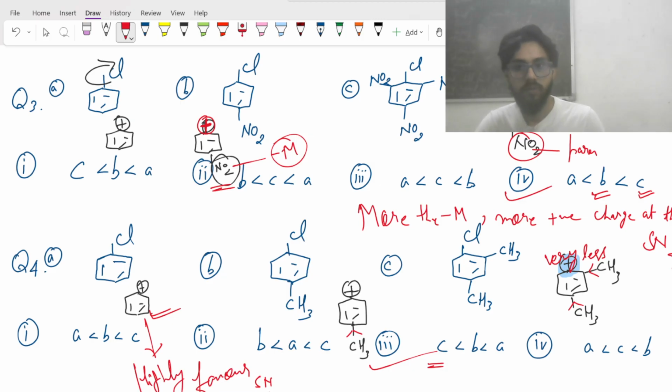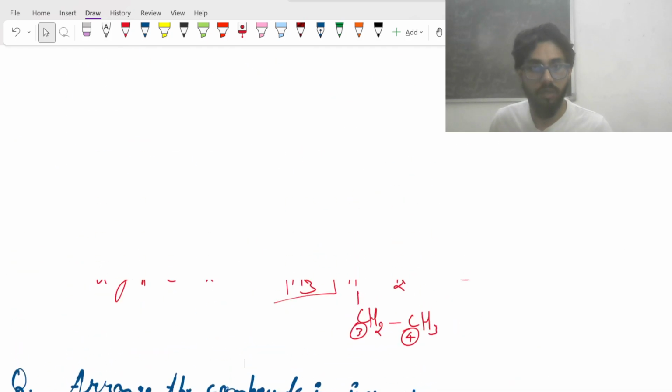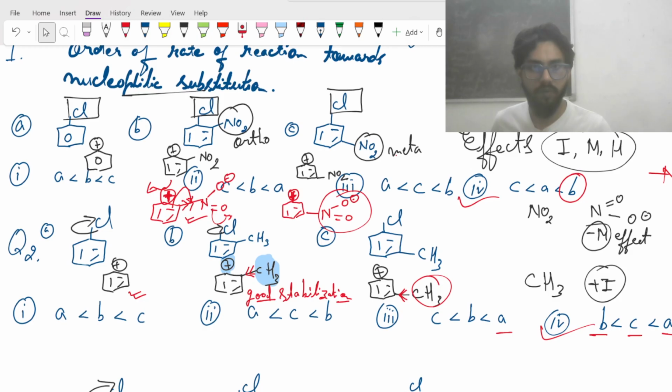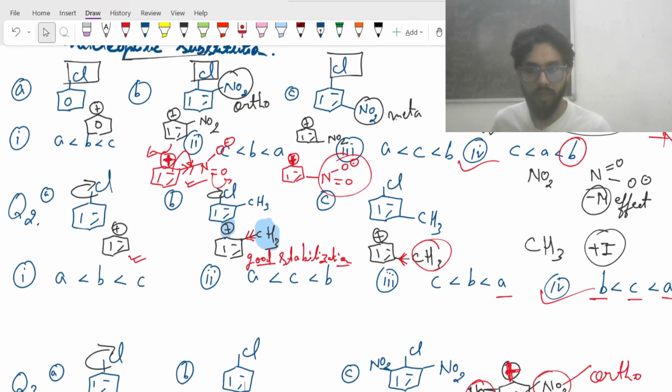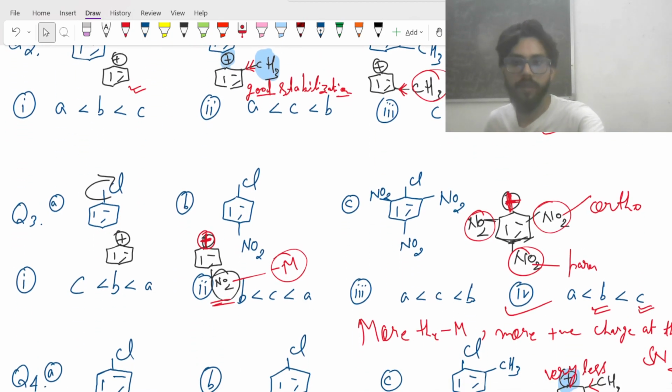I hope you understood very well. I'm just rewinding all these questions, what we have started from. Always remember that in order to have a good nucleophilic substitution reaction, the positive charge should be good. The more the positive charge, the better will be the nucleophilic substitution reaction, because the nucleophile will come and attack that particular ring, all right. I hope you can see all these questions very well.